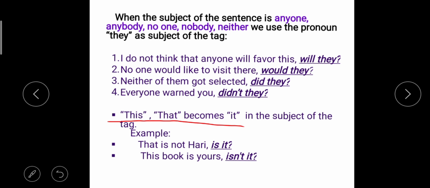That is not hurry, is it? सेंटेंस नेगेटिव है, क्वेश्चन टैग पॉजिटिव. That is not hurry, is it? This book is yours, isn't it? So I think it is clear to you, and you have to remember about these exceptions. They are used here.